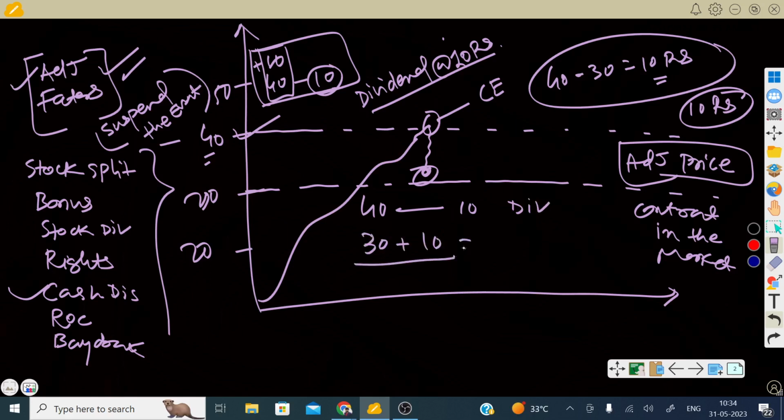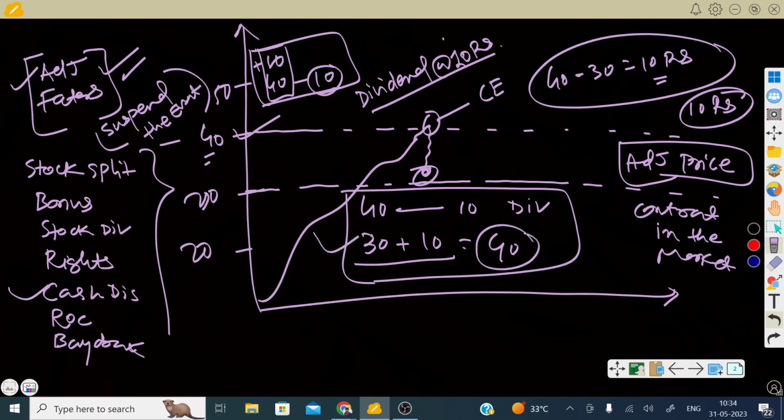Why? Because the dividend is generated on the underlying assets, and the dividend will be received by the long holder, the person who is holding the assets. That's the one rule. As per the corporate action rule, the call holder would be entitled to receive the benefit of the dividend, and that's what we are adjusting. 30 plus 10, again he or she would be at 40. So it means no loss, no profit. So you can separately add the dividend to the premium, and that becomes 40.